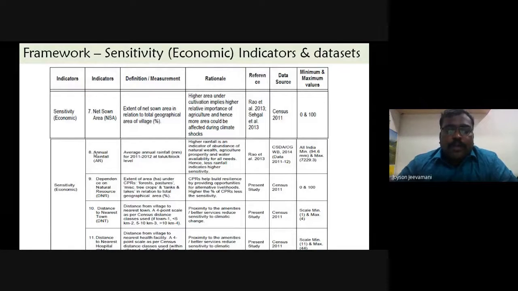For example, annual rainfall. The higher the annual rainfall, productivity will be there, but less rainfall means higher sensitivity. In these indicators, some are directly related to sensitivity and some are inversely related. For example, annual rainfall is inversely related to sensitivity, in which higher rainfall means less sensitivity, and less rainfall means higher sensitivity.